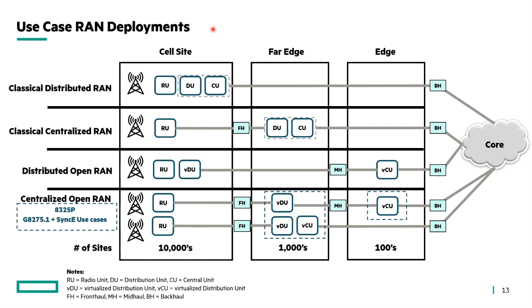The typical use case is in radio access network deployments, or maybe you would know it as 5G. So let's quickly go over this. We have a few components here: the RUs, which are the radio units, and then the distribution units and the central units. We would have the 8325P, which we highlighted earlier, using 8275.1 with SyncE positioned where these dotted squares are. So at the far edge between the fronthaul and the midhaul in a classical centralized RAN, or you would find that in virtual DUs or virtual CUs between the fronthaul and the midhaul, or even at the edge in a vCU.